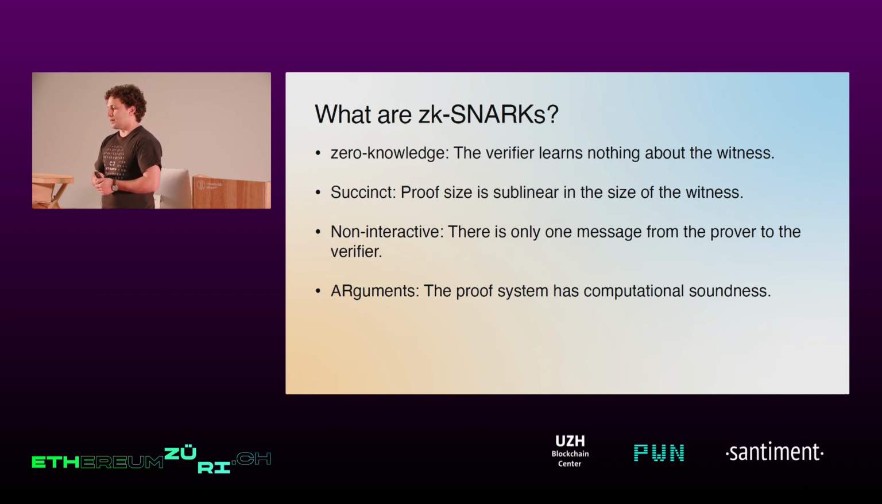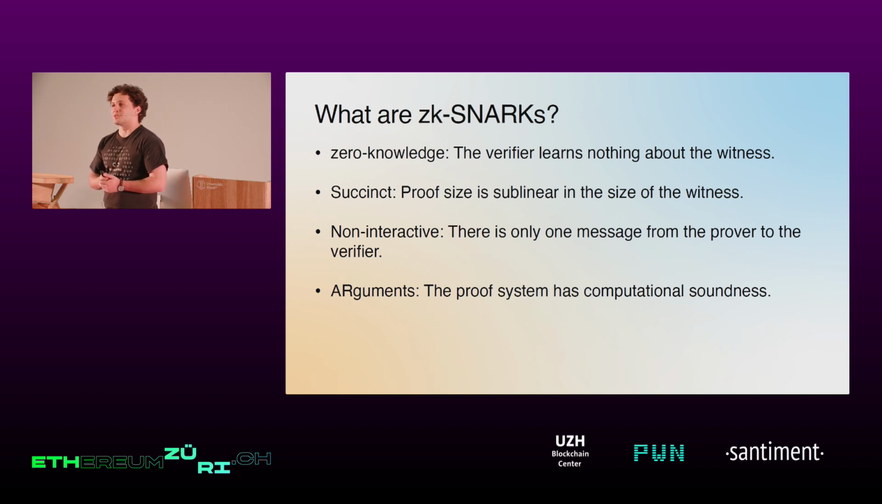And AR stands for arguments, meaning that this proof system should be sound, which means that whenever you have an instance that is not in the language, the prover should absolutely not be able to convince the verifier that it is. And what we ask here is that this property only holds against, again, computationally bounded provers, essentially.